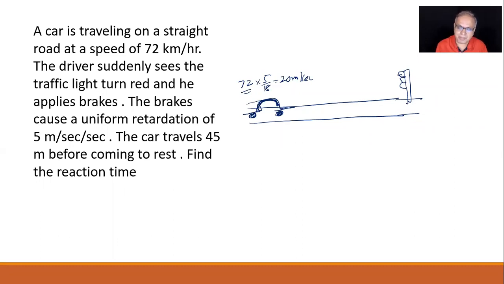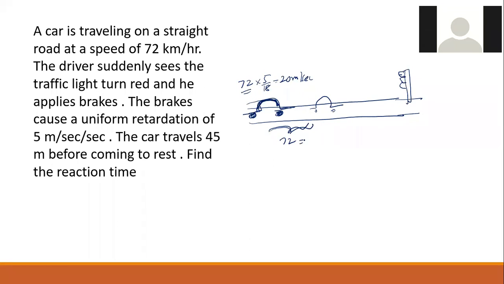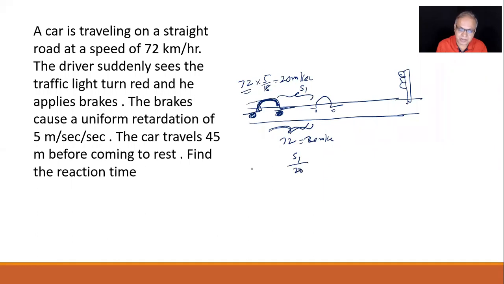You see the red light and apply the brakes. But before the speed starts decreasing, the car will travel some distance with 72 only. Do you follow this? Yes, sir, followed. Before the velocity starts decreasing, the car would cover some distance with what? 72 only. That is how much? 20 meters per second. So this distance, whatever you will calculate, divided by this 20 will be your reaction time. You follow?